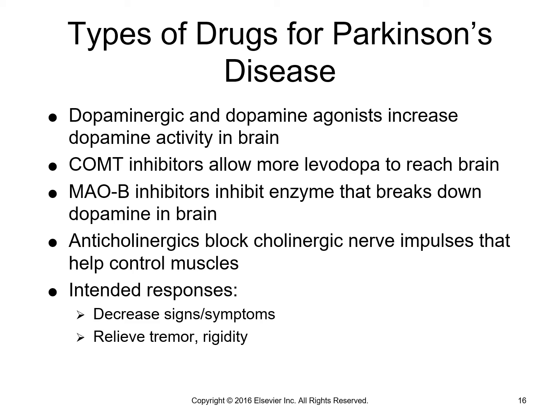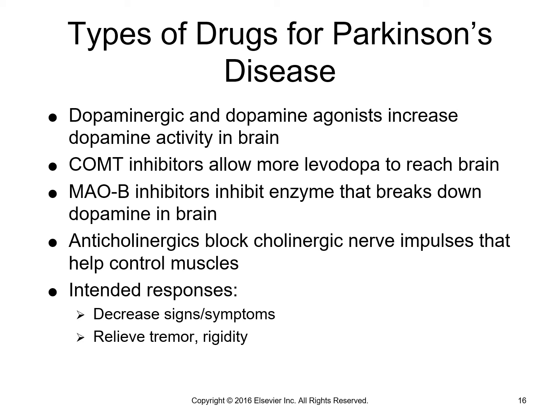So drugs that are used to treat Parkinson's disease: you have your dopaminergic and dopamine agonists, which increase the activity of dopamine in the brain. You have your carbidopa-levodopa, which is the most common one, as well as Requip or ropinirole. You also have your COMT inhibitors, known to allow more levodopa to reach the brain, which is usually your Comtan. That's the name of the medication, Comtan, and the generic name of that is entacapone.